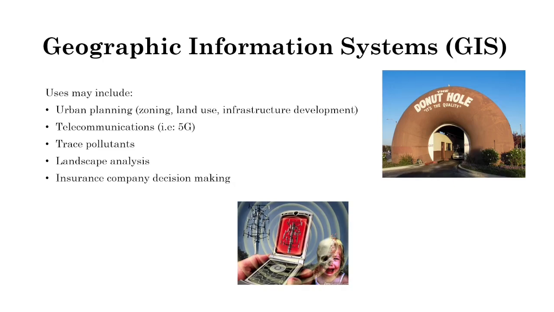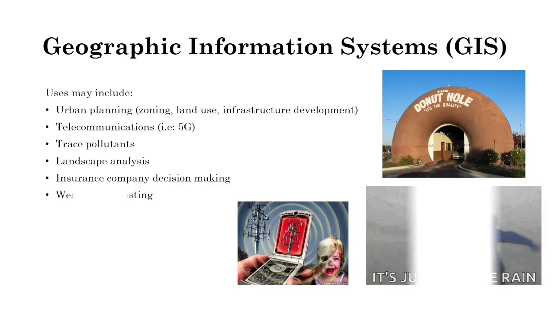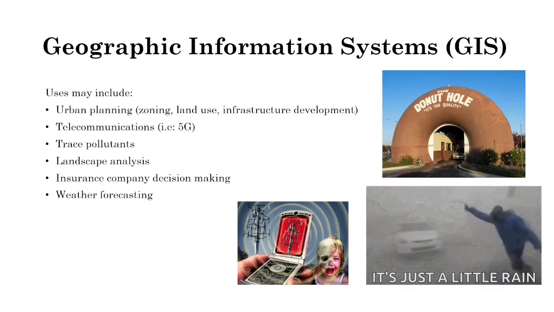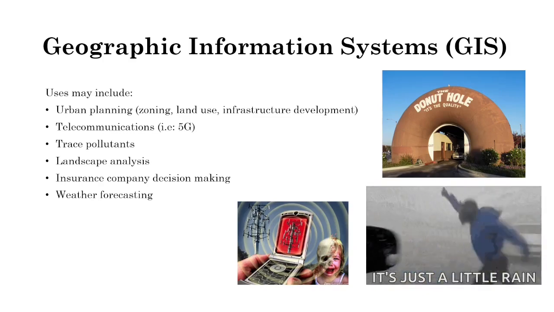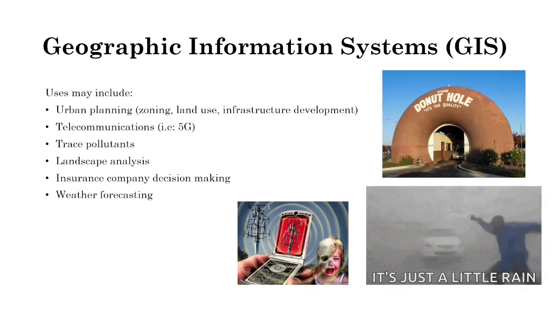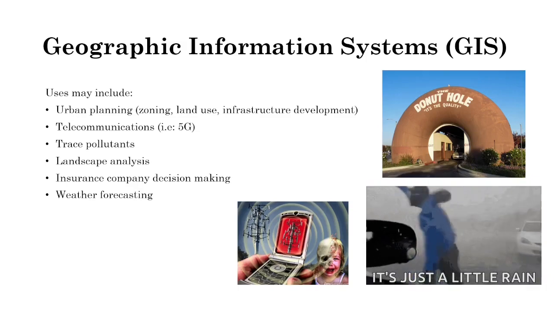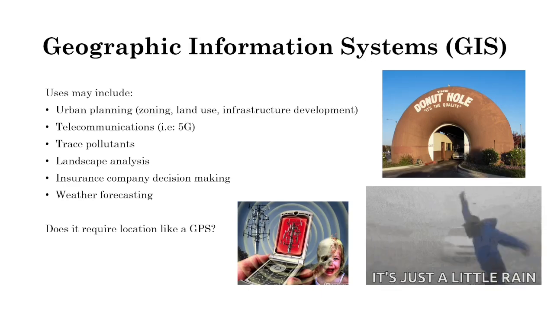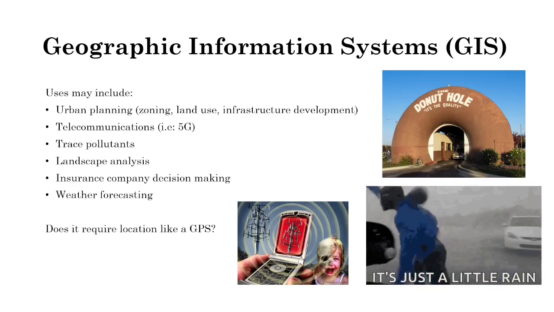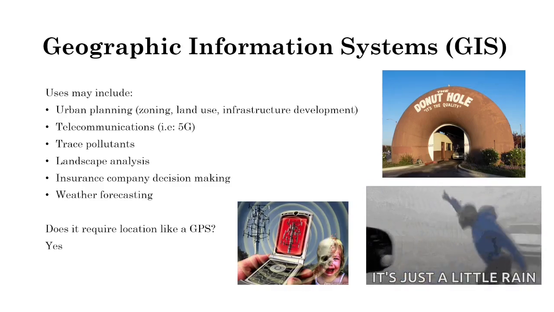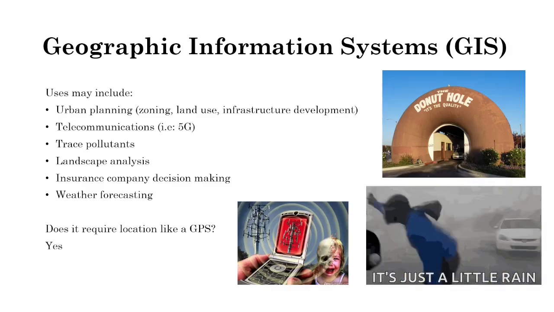You could also be using this for insurance company decision making, which is a pretty big deal, because that means that they have to find a way to save money. You can use it for weather forecasting. Some areas may look a little more predictable to flooding. That's a big thing. That also has to do with the insurance company decision making. If they're insuring a flood zone, they're going to charge higher rates. Now, does a GIS require an absolute location like a GPS? Yes, it does, because we're talking about geographic data, and geographic data is tied to a location.